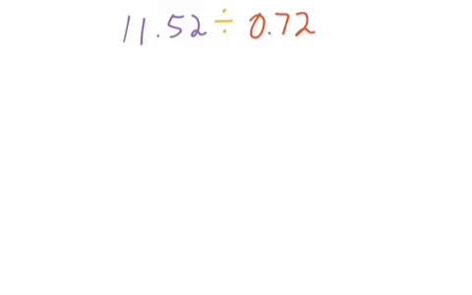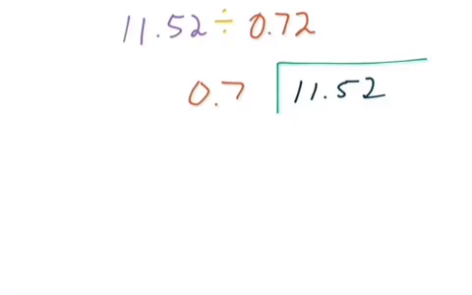All right, you try this one on your own. This is 11 and 52 hundredths divided by 0.72 or 72 hundredths. Remember to move your decimal point over 2 places in each spot. Divide it. See if you get the answer right. Pause the video real quick, solve it, and then unpause it.